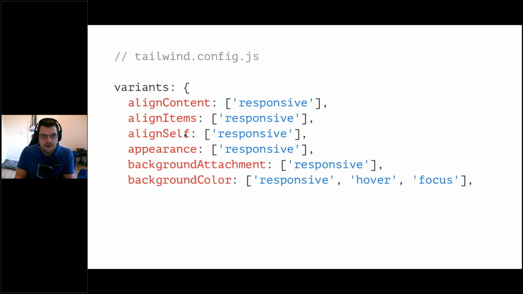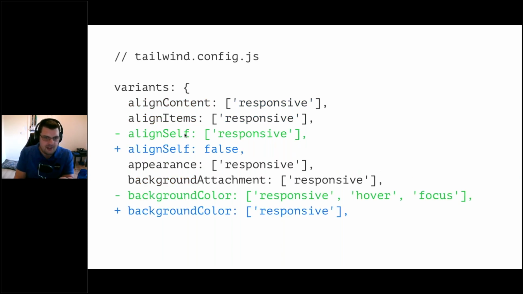So this section of the config file that we saw earlier, we can include a tailwind.config.js file, which we can use to configure it to our own needs, and we can remove anything that we don't want to use from here. So if, for example, we're not going to use align-self utilities at all, then we can just set that to false, and it won't generate any align-self classes. And maybe in our project, we're only going to want to override background color on responsive, not on hover and focus, so only generate the responsive classes.